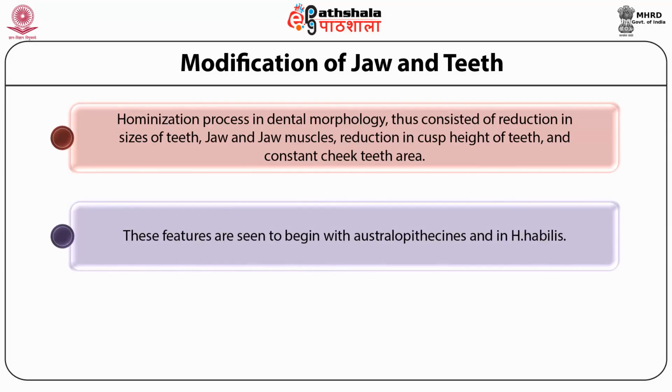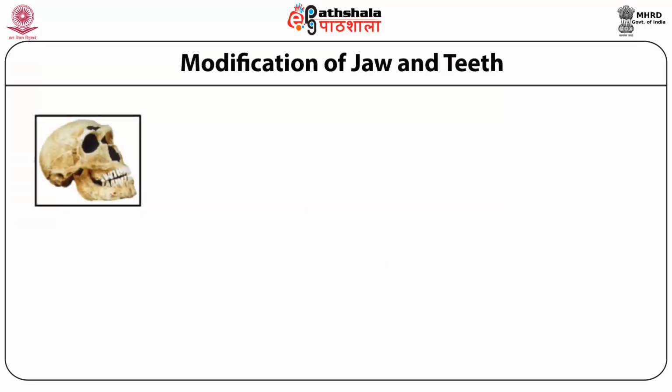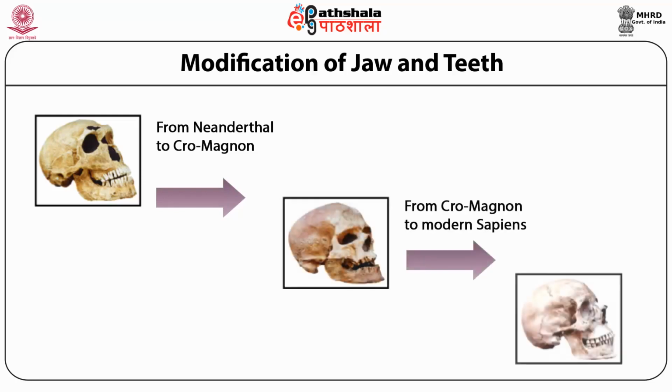We can see the changes in the jaws, teeth, and jaw muscle in the next picture. This figure explains the hominization process, especially in the skull, the lower jaw and the upper jaw regions, along with the dentition. We can see the changes from Neanderthal man to Cro-Magnon man and from Cro-Magnon man to modern sapiens. See the upper part of the skull as well as the dentition, which shows that marked evolutionary changes take place in the lines of Homo.